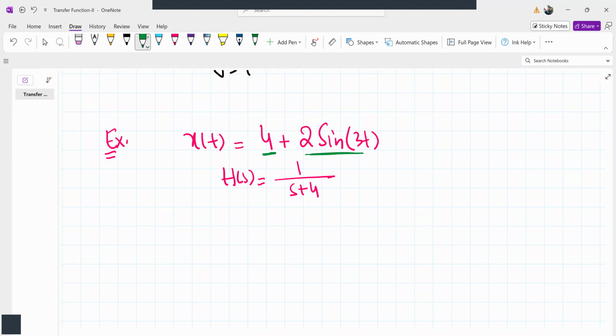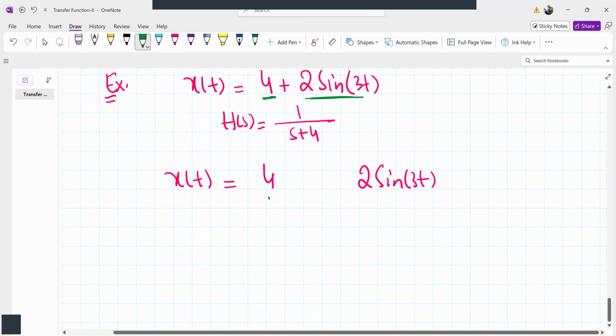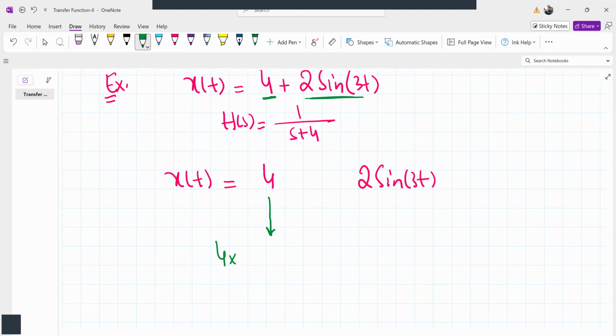So again, using the superposition theorem, we can find first the individual responses, then sum the individual responses. So our input x of t is equal to 4 and 2 sine 3t. What will be the corresponding output for this? Because this is a DC source, the output will be simply 4 times A1, because there is no frequency, so there will be no phase.